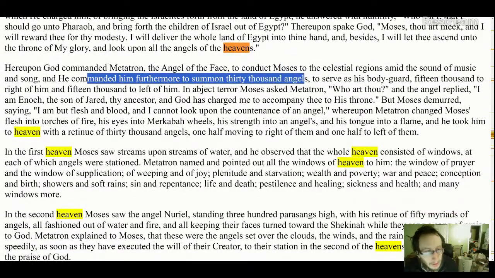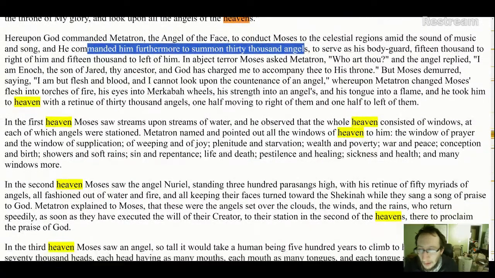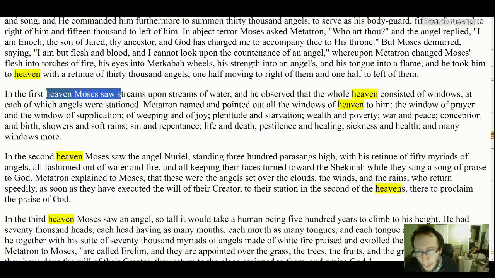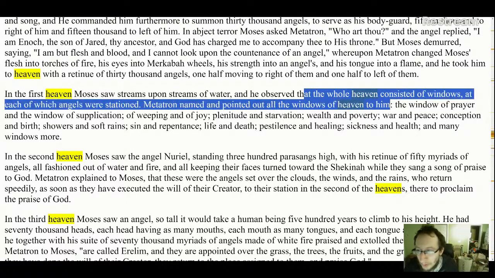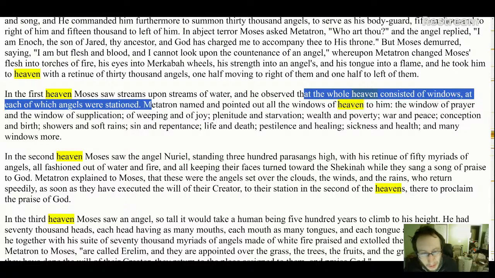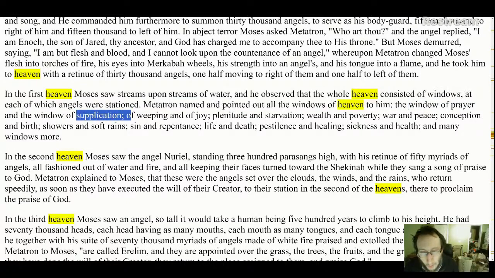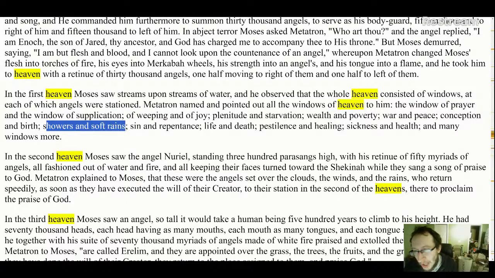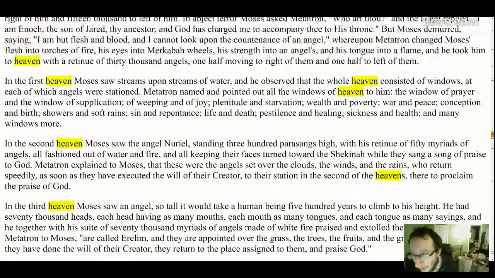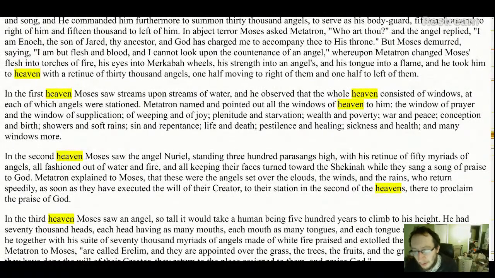30,000 angels were commanded. So then it says, in the first heaven, Moses saw streams upon streams of water. He observed that the whole heaven consisted of windows, at each of which angels were stationed. There's the window of prayer, the window of supplication, of weeping and of joy, plenitude and starvation, wealth and poverty, war and peace, conception and birth, showers and soft rains, sin and repentance, life and death, pestilence and healing, sickness and health, and many windows more. Sounds very much like what 2nd Baruch said Moses saw.